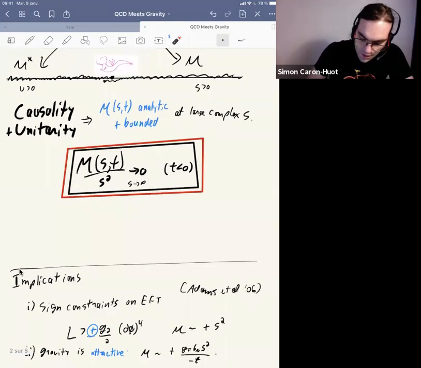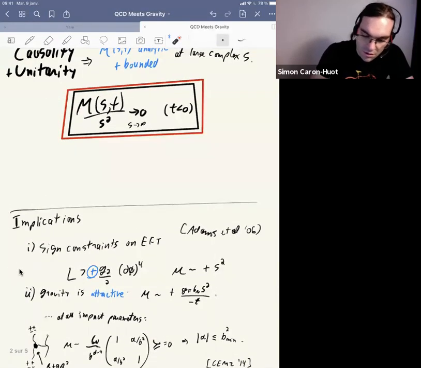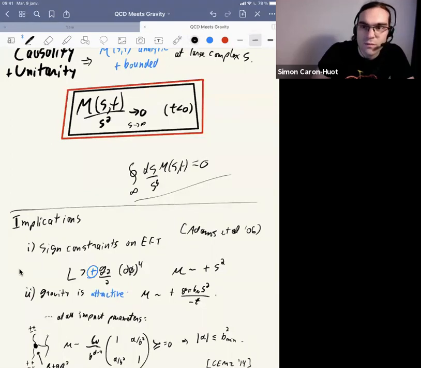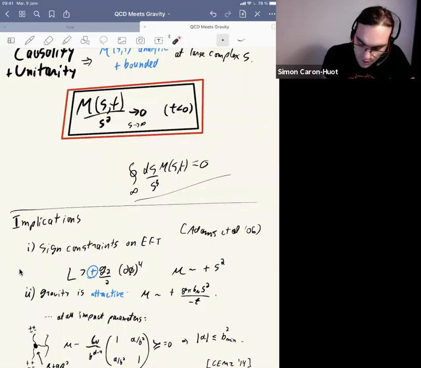So the implication of this is, if M over s squared vanishes, then you can write sum rules like the integral at infinity of ds over s cubed of M(s,t) equals zero. And these sum rules are going to relate infrared physics and some ultraviolet cut. And one of the things they're known to give is constraints on effective field theory coefficients. So if you have a scalar field theory and you have the (dφ)⁴ term, it gives you an amplitude that grows like s squared. And this coefficient is picked out by this sum rule. So you get the sum rule, and you can show that it is a sum over the imaginary part of the amplitude, so it's positive. That's a famous constraint in effective field theories.